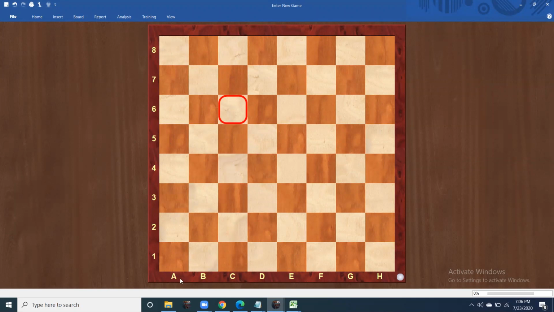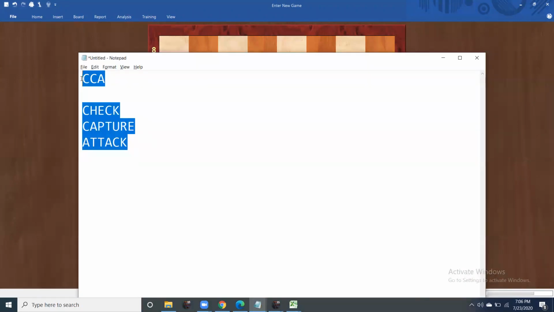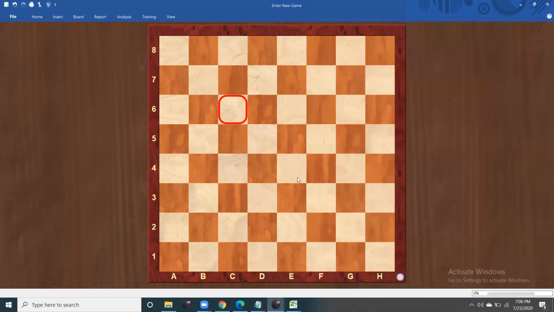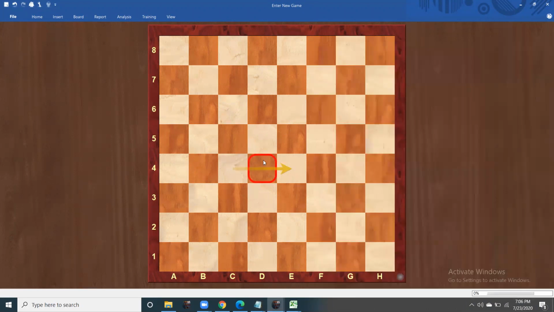Here the letter is in capital, but usually it will be in small letter. So the file is in small letter and the number is 6. If someone asks you what is this square, it will be F5. What is the square? D4. What is the square? G7. What is the square? B6. What is the square? A3.